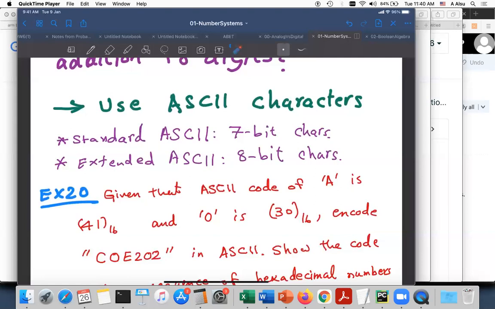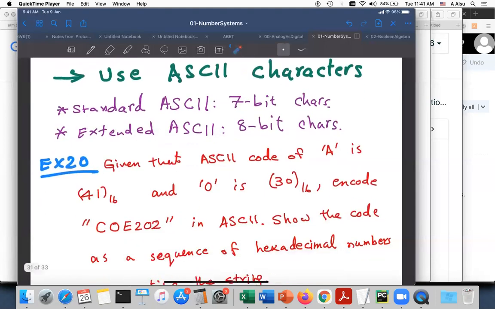Now, how can you use this piece of information here? A is 41 and 0 is 30. You must understand that in ASCII, the digits are stored in consecutive codes. So the 0 is 30 in hexadecimal, and then the 1 will be 31, and then the 2 will be 32, and so on. The same goes for the capital letters. The big A is going to be 41, the big B is going to be 42, and so on, so the big C is going to be 43.